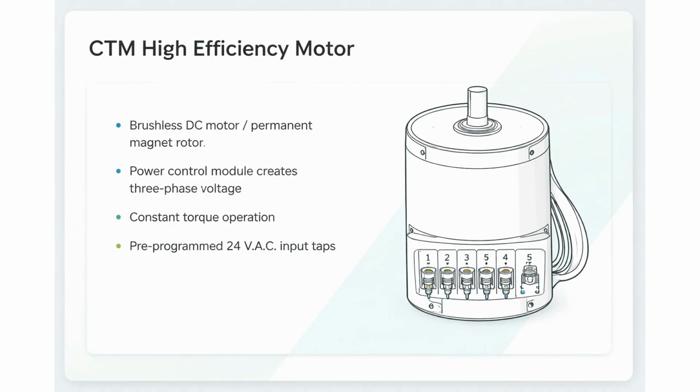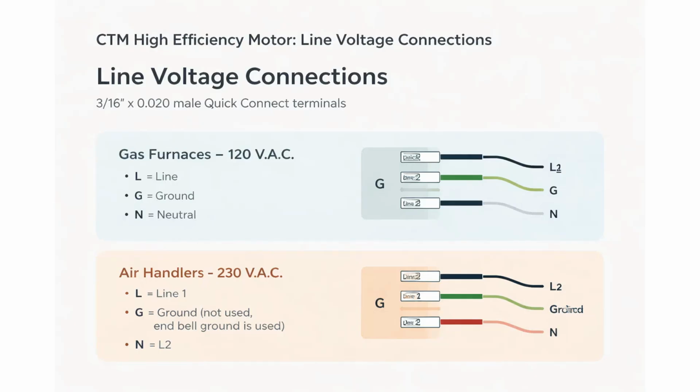Its defining characteristic is that it focuses on maintaining constant torque using a simpler interface with pre-programmed 24-volt AC input taps. When wiring the CTM high-efficiency motor, you'll use 3/16-inch male quick connect terminals for the line voltage. The connections vary depending on the application.